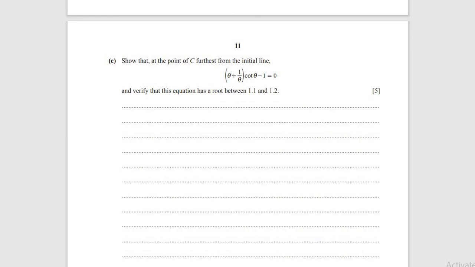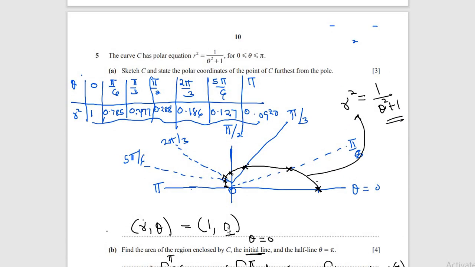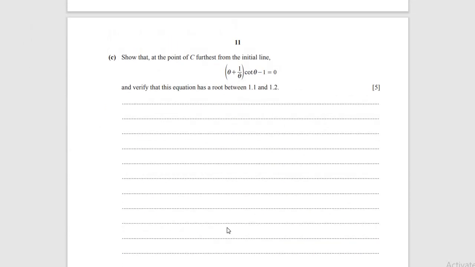Now, part C question. Show that the point of C furthest from the initial line. The initial line is the horizontal line. Furthest from the initial line is the vertical line, the y-axis. So the question shows the point on C furthest from the initial line.